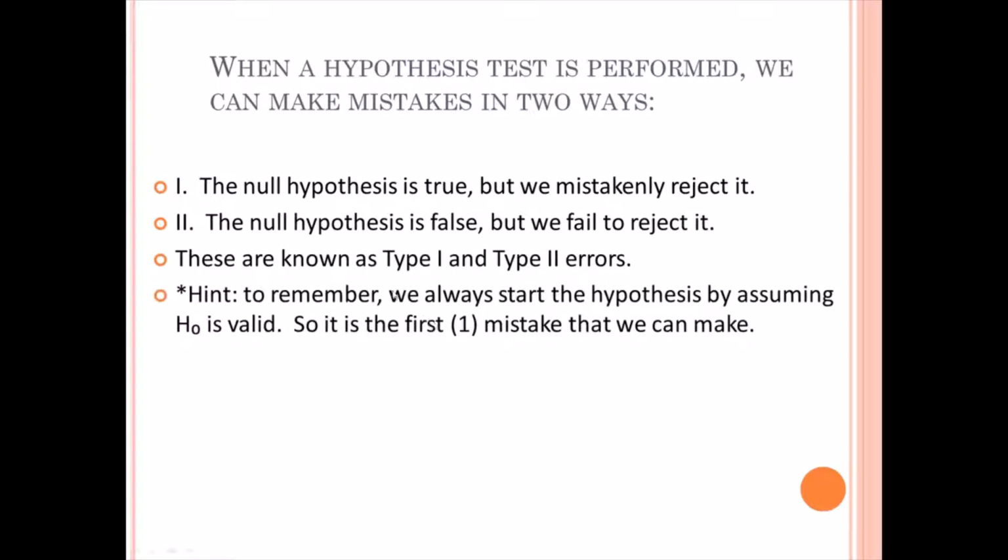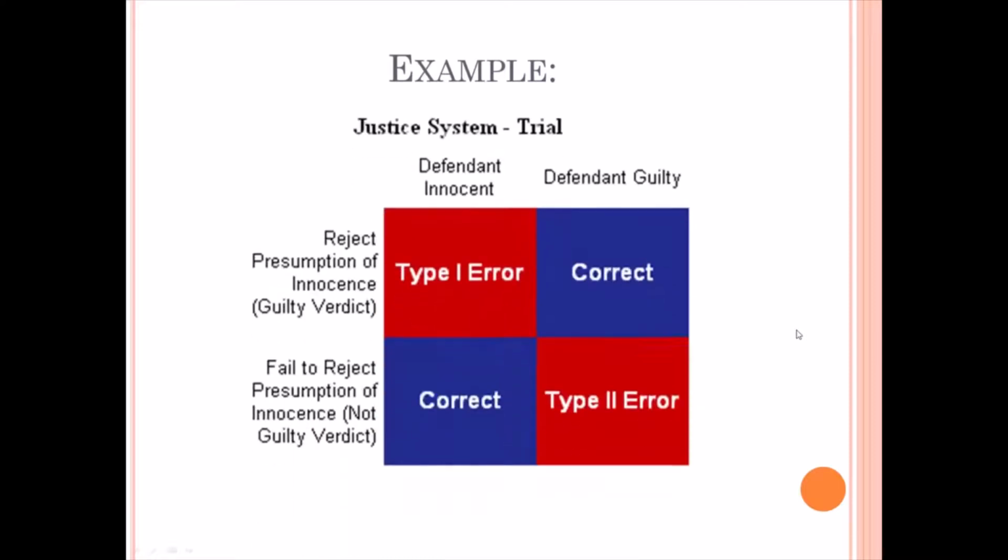The way to remember is we always start the hypothesis by assuming H0 is valid. So rejecting it when we shouldn't is the first mistake we can make. That's one way to remember it. All right, we talked about this. I'm not going to spend a whole lot of time on it.